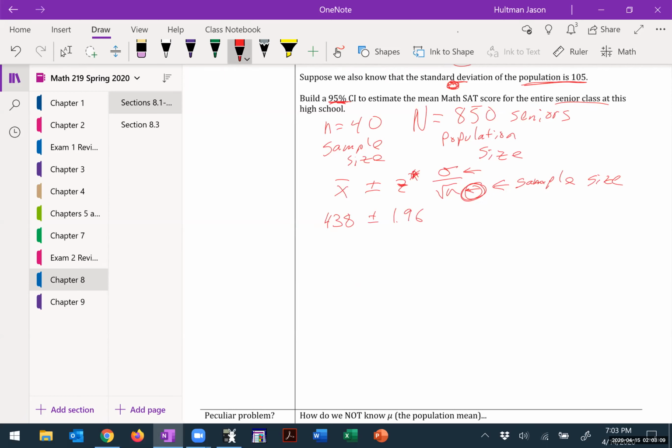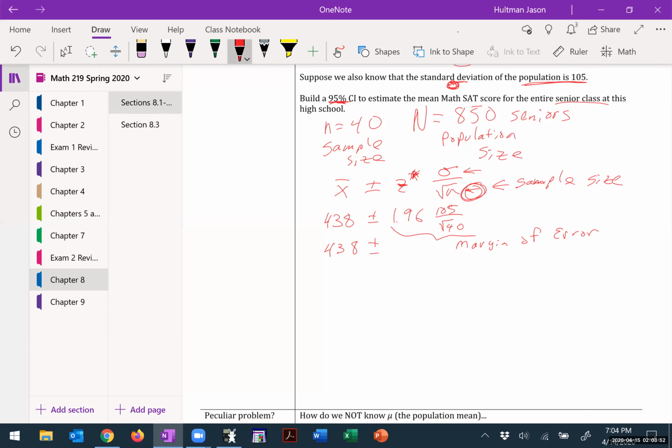Okay, what was the standard deviation? It was 105 over the square root of 40. So this is going to be 438 plus or minus 1.96 times 105. I'm just writing the exact same thing. It's kind of dumb. Okay, I'm going to plug this into a calculator. This again is called the margin of error. That whole thing is called the margin of error that we're adding and subtracting.